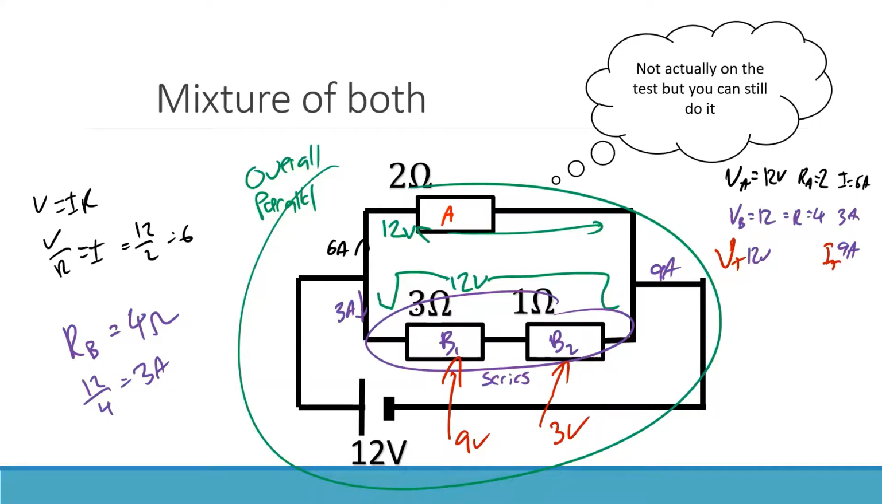How did I know that? Well, if I go V equals IR, I know the current through this section is 3 amps. Now the resistance of this is 3. 3 times 3 is 9 volts.